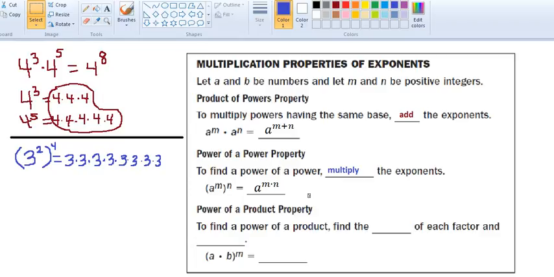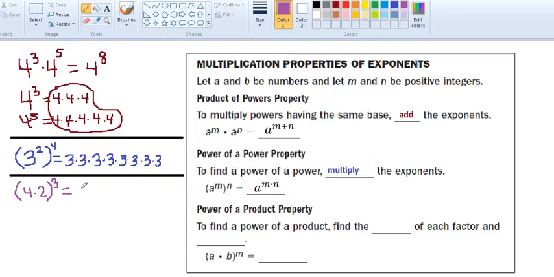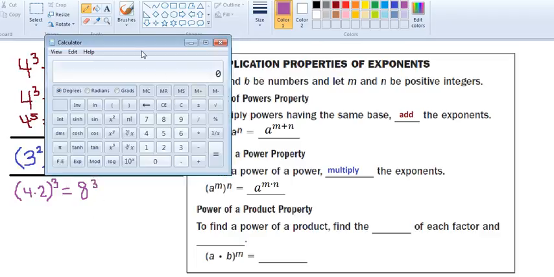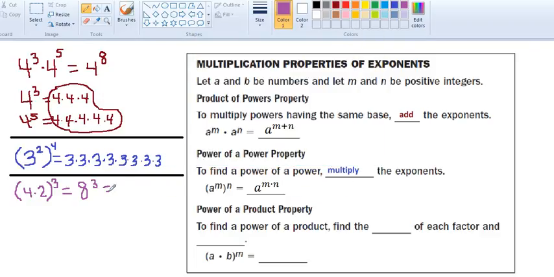Now our last one is called the power of a product property. Now we'll illustrate this one by taking our calculator, and we're going to try this. Let's put a parentheses right here, and we're going to write 4 times 2 and close the parentheses, and then we're going to raise all this to the third power. Now if you take out your calculator and think a little bit about this, really what this means is 8 to the third power, isn't it? That's what 4 times 2 is. So with your calculator, let's do 8 to the third power. 8 raised to the third power comes to 512. So I'll go ahead and write that down right here.